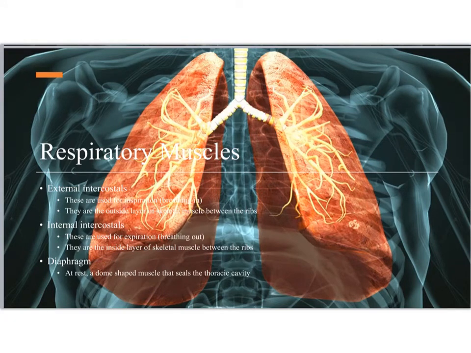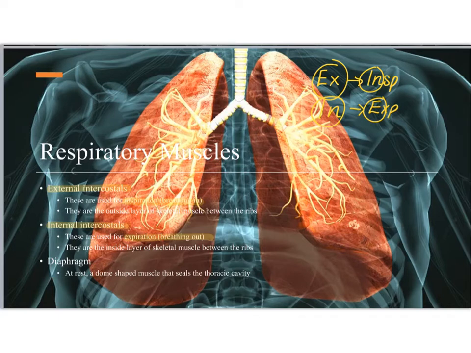So first of all, let's look at the external intercostal muscles. They are used for inspiration, breathing in. The way I like to remember this is, if we have got external intercostals, they're used for inspiration, inhalation. If we've got internal intercostals, they are used for breathing out. So internal intercostals are used for expiration. So X goes with in and in goes with X. Nice and easy to remember.